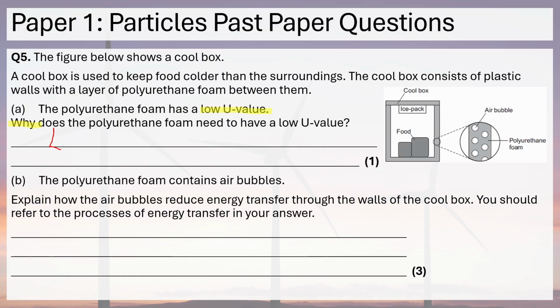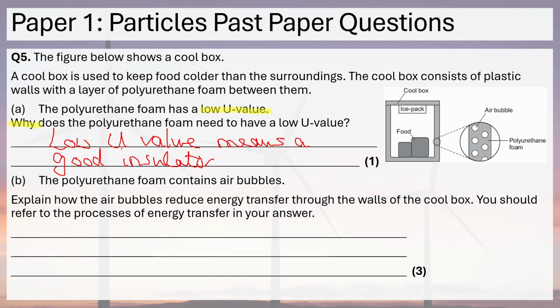So low U value means a good insulator. Or you could say means it's a poor conductor.